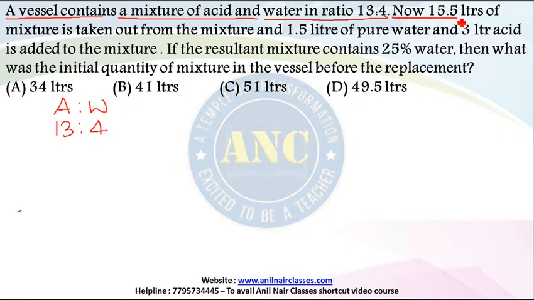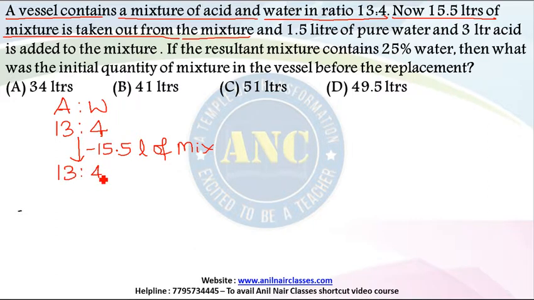Now 15.5 liters of mixture is taken out from the mixture. I am taking out 15.5 liters of mixture outside. Even if I take out 15.5 liters of mixture, my ratio at this present moment will also be 13:4. That is what our concept taught us. And 1.5 liters of pure water and 3 liters of acid is added to the mixture.